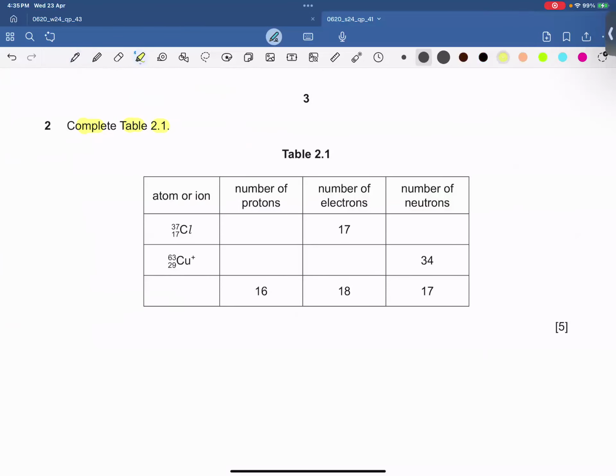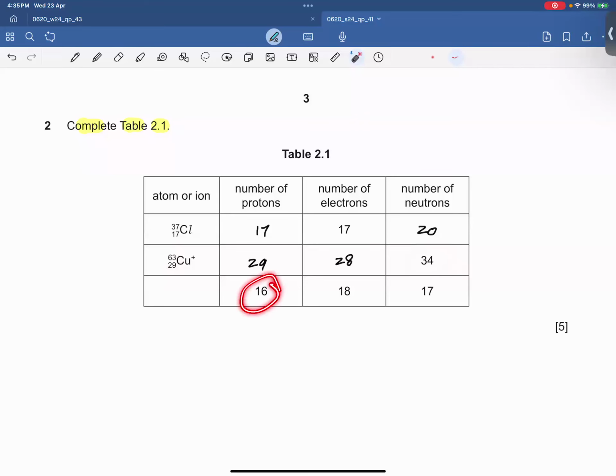Complete table 2.1. Chlorine has an atomic number of 17, which means it has 17 protons, and obviously it has 17 electrons. So to determine the number of neutrons, I need to subtract 17 from 37. So it's going to be 20. Now copper ion has a +1 charge. Obviously its atomic number is 29, which means it has 29 protons. Because of the plus charge, it lost 1 electron. So total electrons would now be 28. When you subtract 63 minus 29, you will get 34 neutrons.